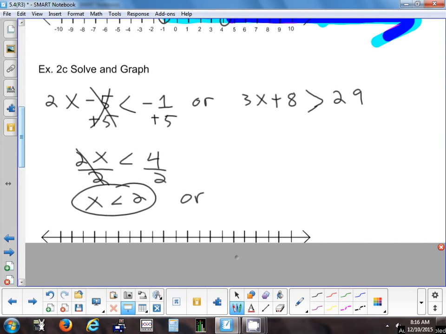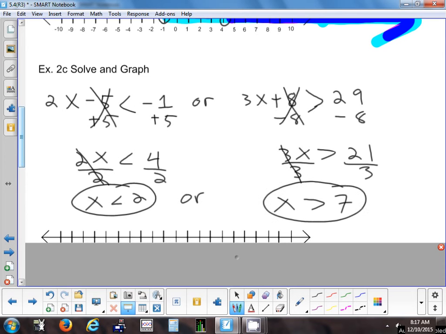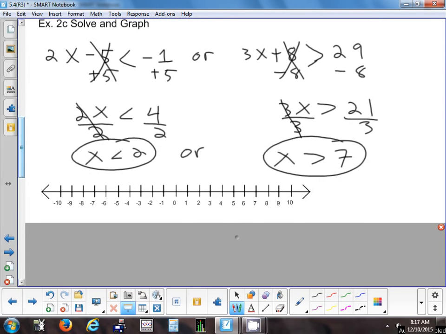Somebody else, who can tell me my first step here? Get x by itself. Subtract 8. Yep. Subtract 8. 3x is greater than... What's 29 take away 8? 21. And my last step to get rid of this 3? Divide. I'm going to divide. Do I flip? No. X is greater than 7. Okay, 21 divided by 3 is 7. Now, before I even graph it, am I looking for an overlap or do I just graph everything? Graph everything, okay? Who cares about overlap? Just graph it all.